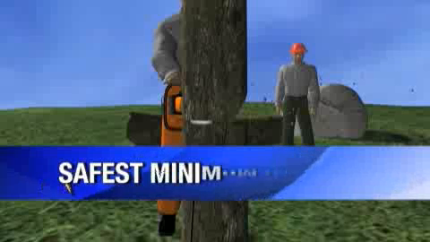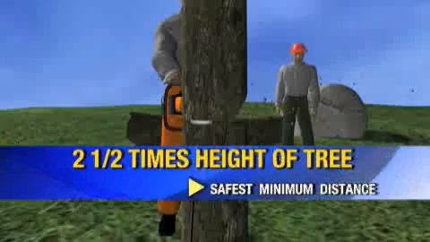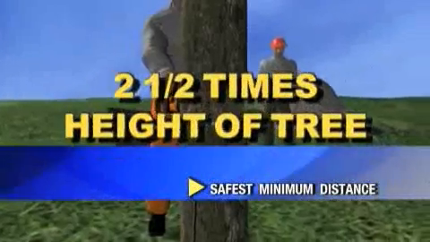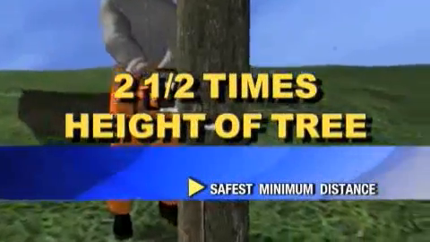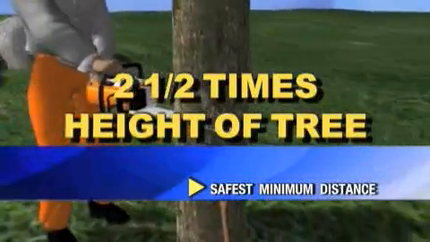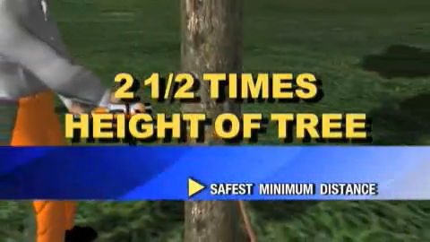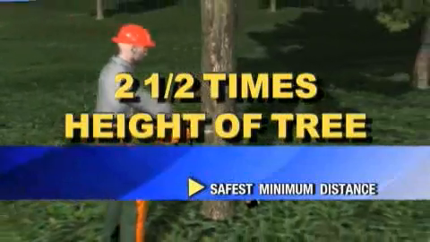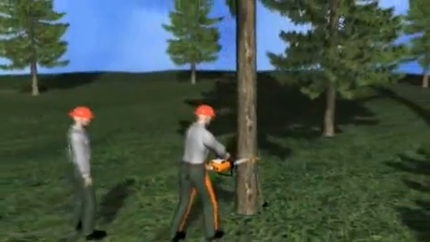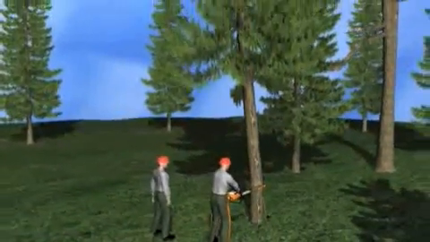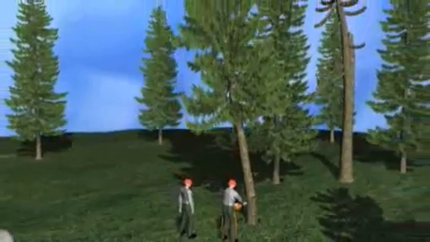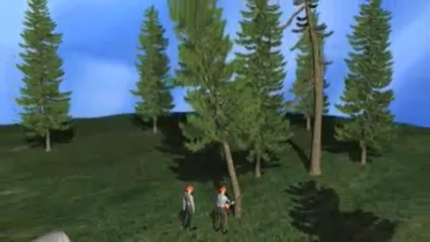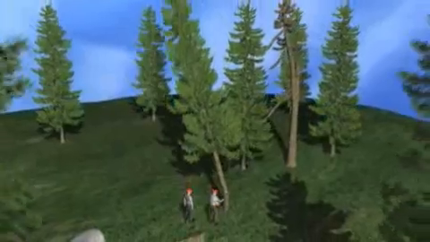The safest minimum distance for personnel who are not directly involved with a specific tree felling operation is 2 1/2 times the height of the tree to be felled. It's imperative the sawyer maintain cutting area control. This means keeping all non-essential personnel out of the cutting area within a 2.5 times the tree height distance.